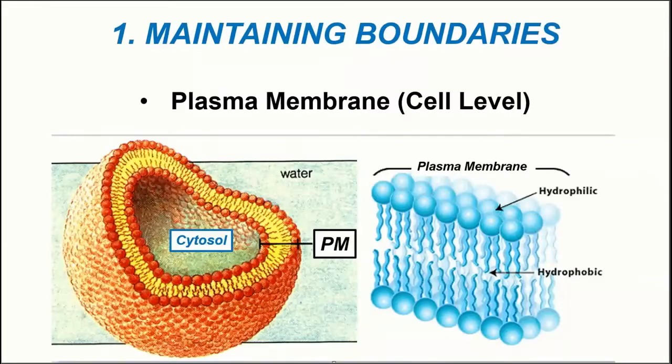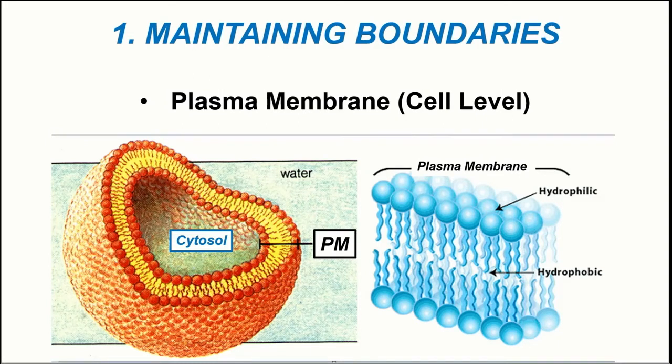So first and foremost, we have to maintain boundaries. Now, maintaining boundaries is critical because we require a separate and distinct set of internal conditions, regardless of what is going on in the external world. And this ensures that the chemical reactions that sustain life can continue in a stable internal environment, even when external conditions are fluctuating. So we maintain boundaries at 2 levels.